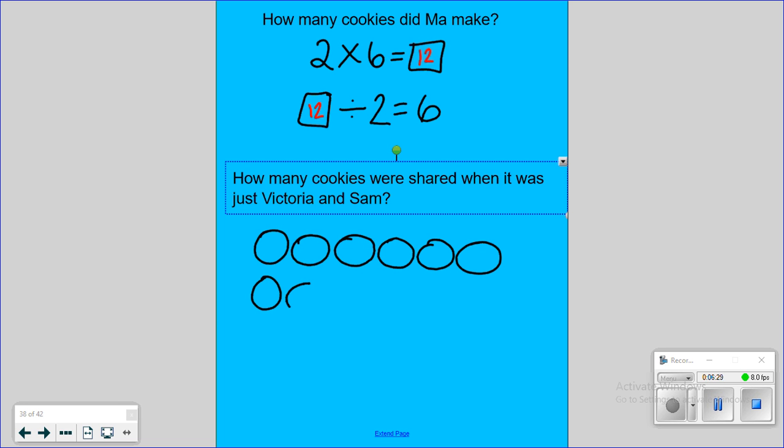Yours are just things in front of you if you are at home. We started out with 12 cookies, yes. Yep. We started out with 12 cookies. And then it says, Mom made cookies for Victoria and Sam to share. That means that we should have two groups of equal amounts of cookies, because Victoria and Sam are sharing fairly. I want you to circle two equal groups of cookies.